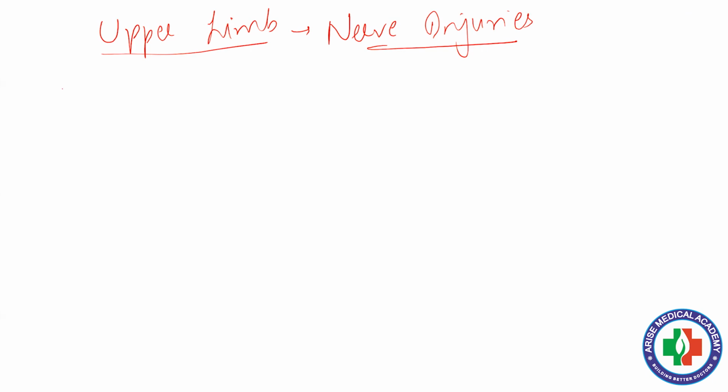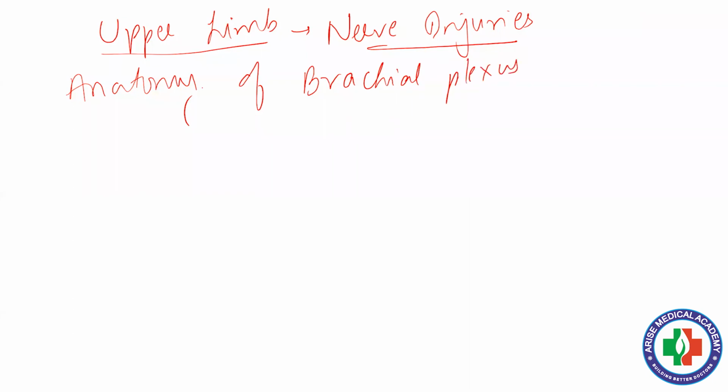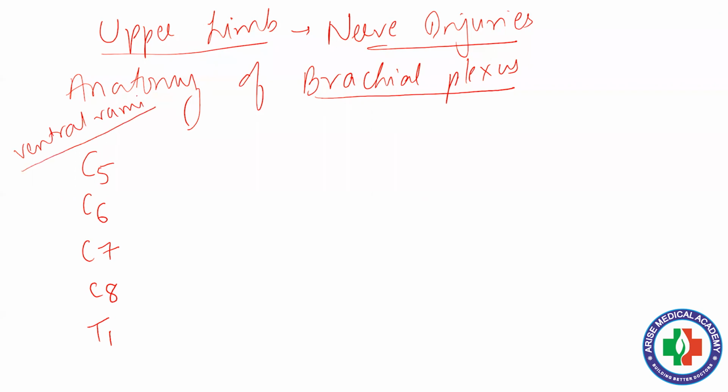Before we understand that, you have to understand the anatomy of brachial plexus. Brachial plexus, as the name says, is a plexus of nerves that supplies the upper limb. It is formed by the ventral rami of C5, C6, C7, C8, and T1. These are the ventral rami, also called anterior rami, of C5 to T1.